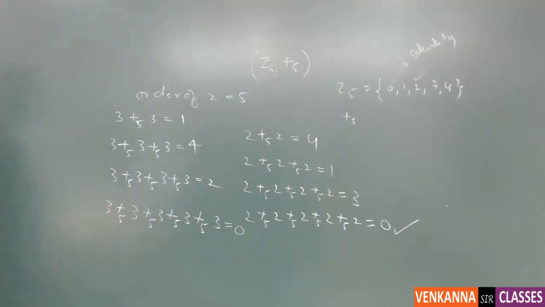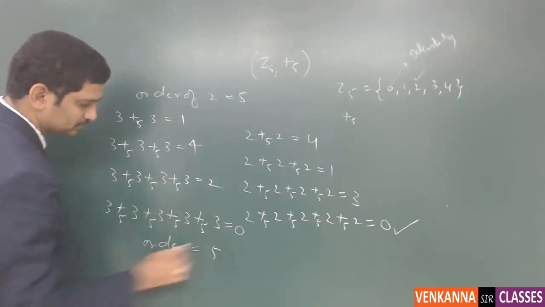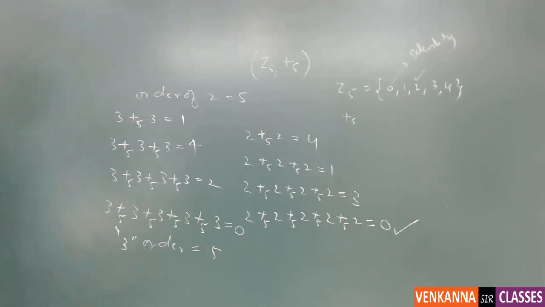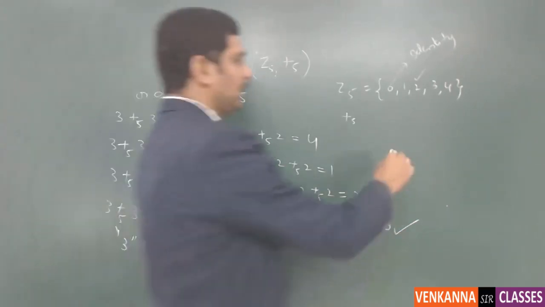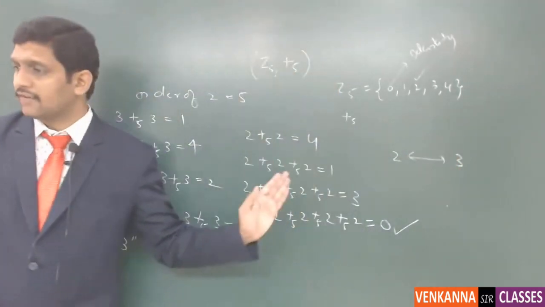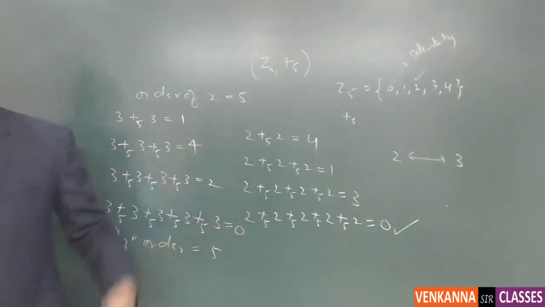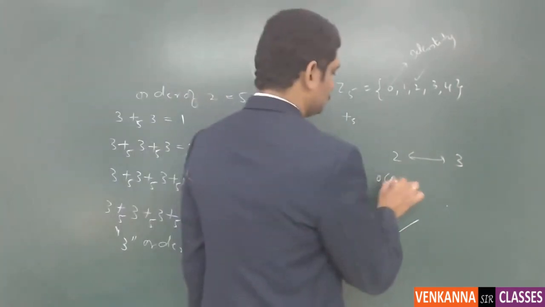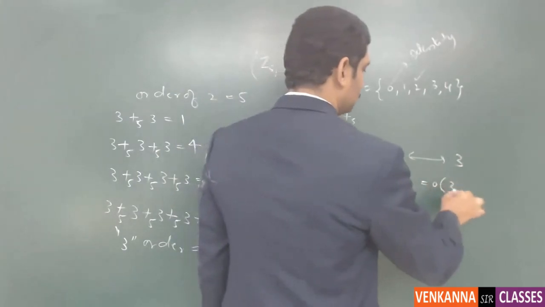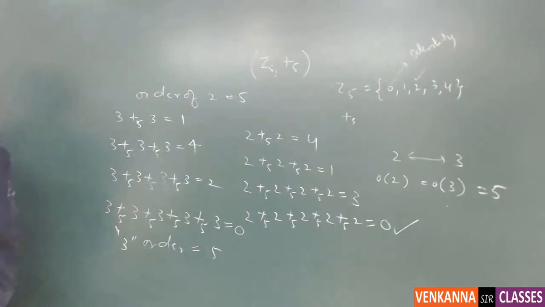This is 0. So here order of 3 is nothing but 5. So you can say 2 and 3 are inverses to each other. Inverse of 2 is 3, inverse of 3 is 2, and they are having the same order. Did you observe that?